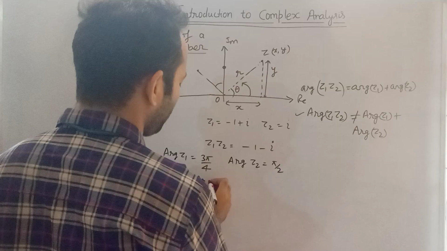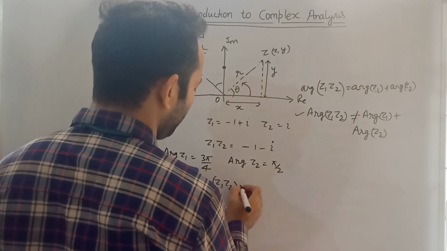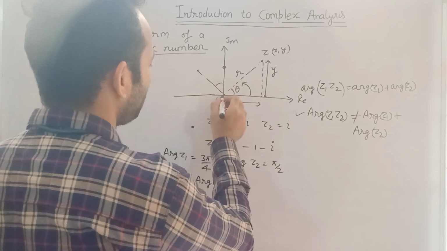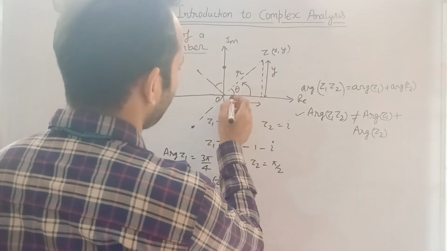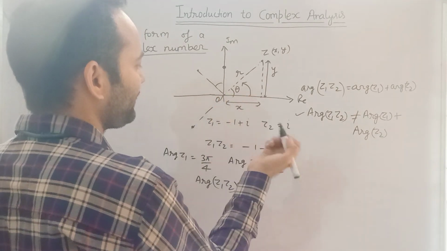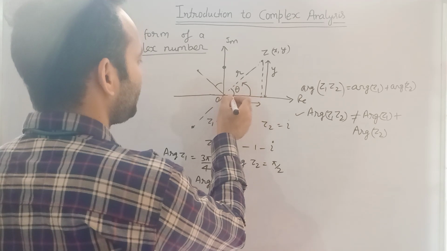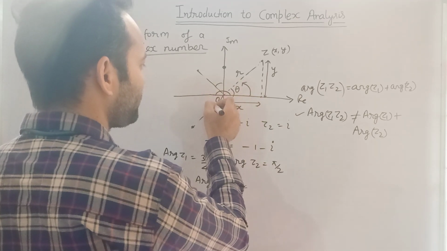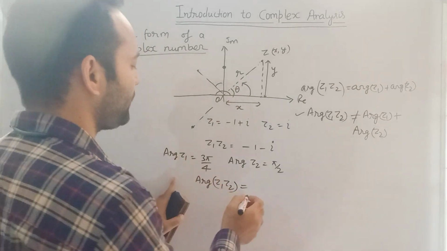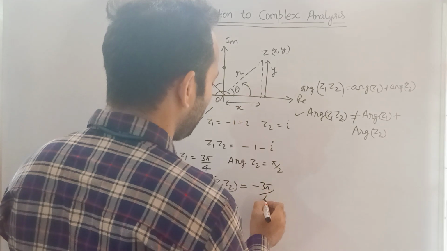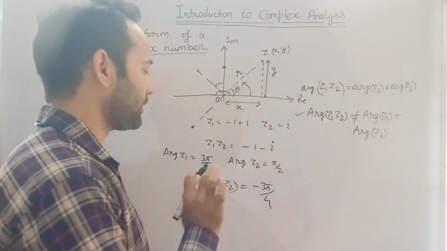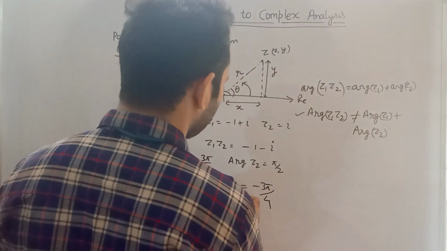Now tell me what is the argument of z1 z2. z1 z2 is going to be minus 1 minus i, which is going to be somewhere here, and it is nothing but minus 135. If you're wondering why I took minus 3 pi by 4, it is because this is pi, right? Pi plus pi by 4 is going to breach the limit of the principal argument. So this is going to be minus 3 pi by 4, and you can easily see that 3 pi by 4 plus pi by 2 can never be equal to minus 3 pi by 4. Okay, so you understand this.